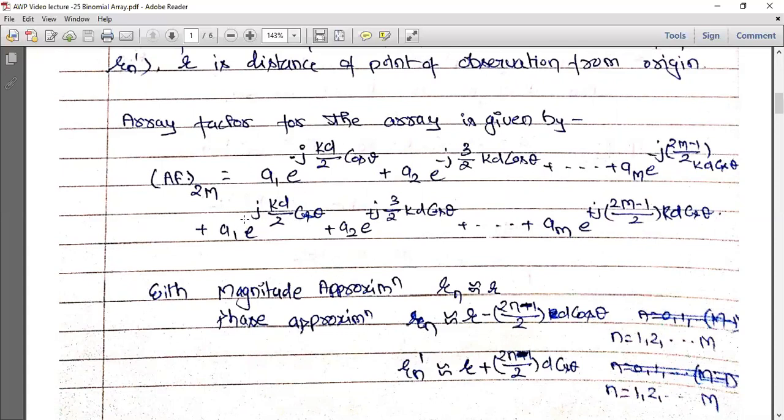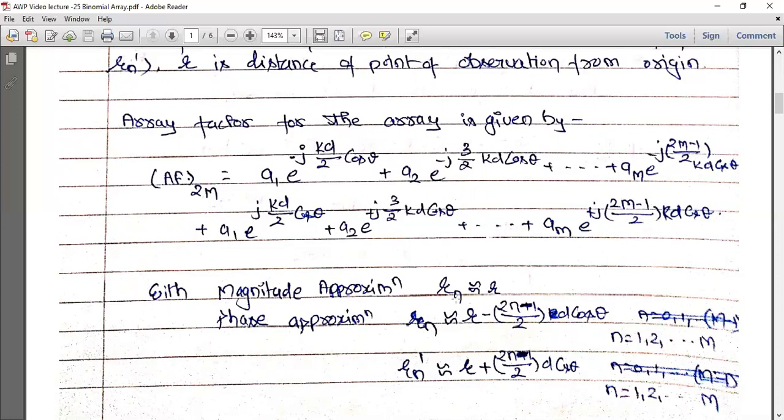All of this array factor is written with these two approximations. The magnitude approximation says that the distance of every antenna element from the point of observation is approximately the same as the distance of the point of observation from the origin, when the point P is in the far field.